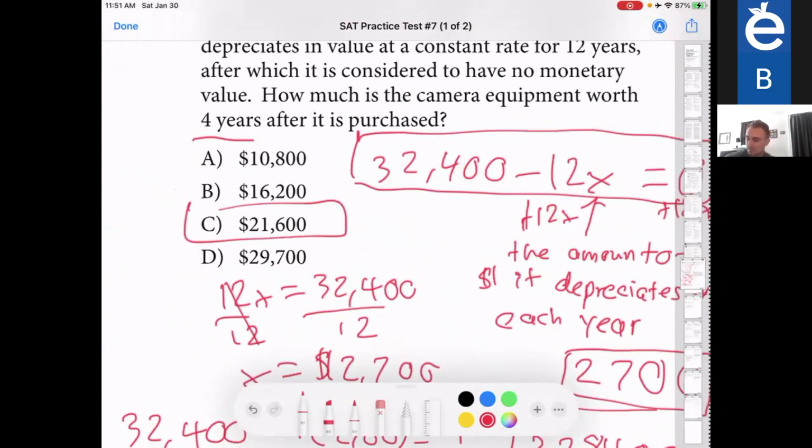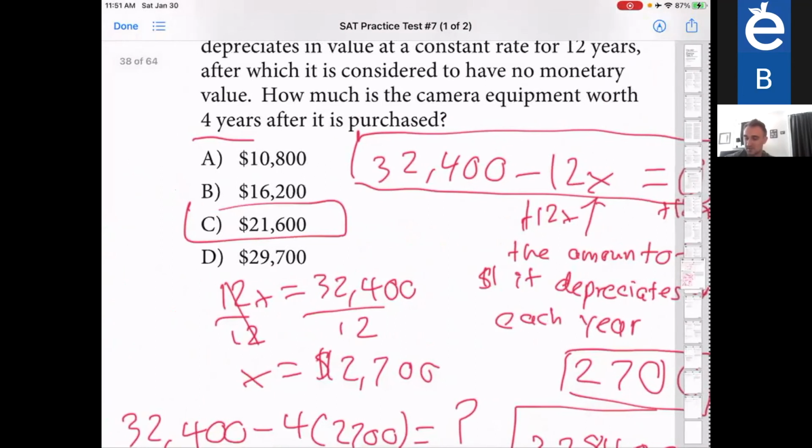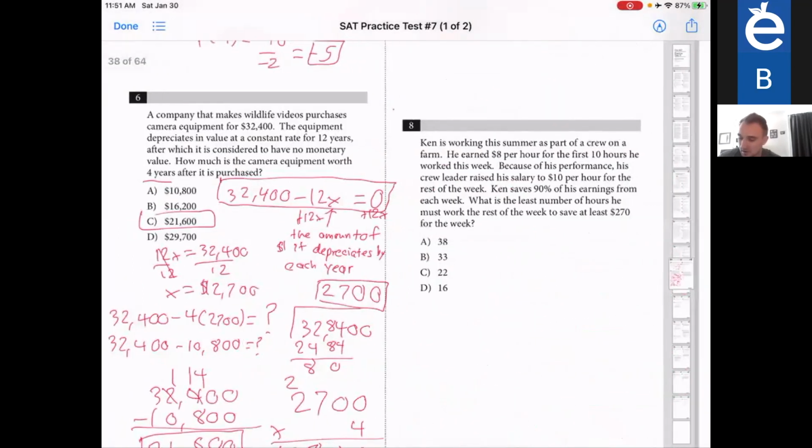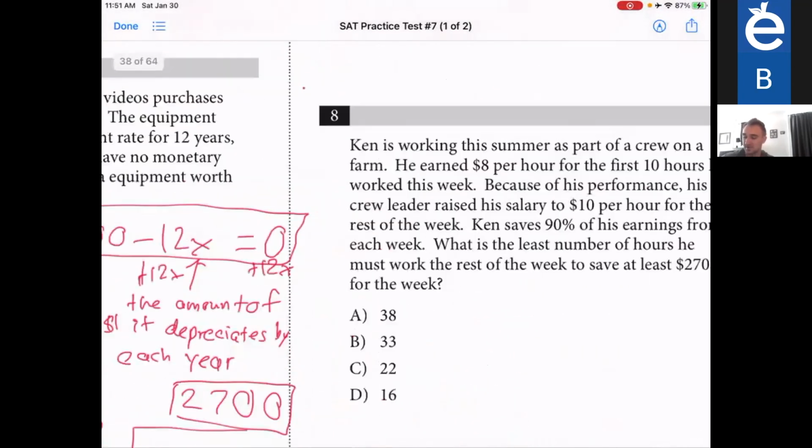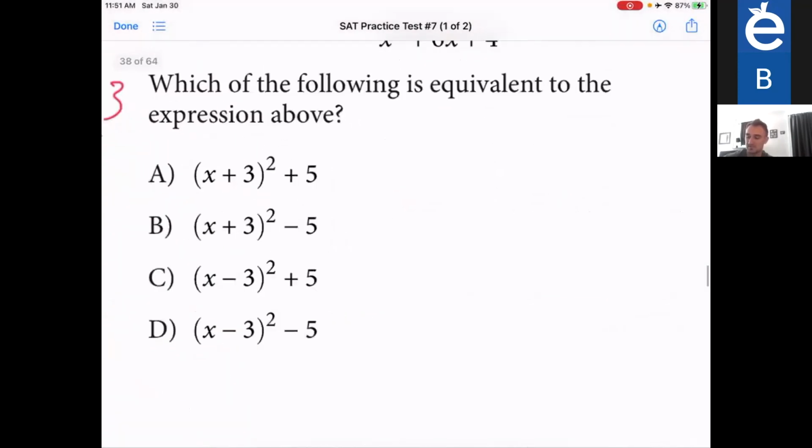All right. Let's keep rocking. We've got about 10 minutes left. Let's finish strong here. That's a long day of SAT prep, but all worth it. It's going to get us some better scores.